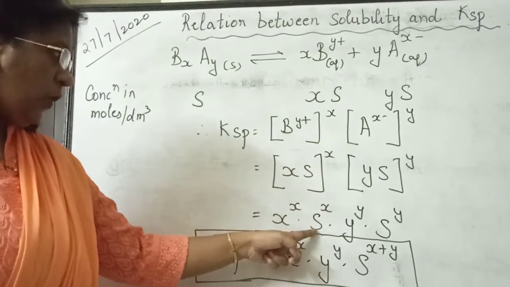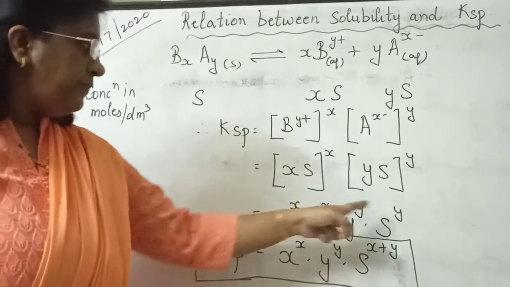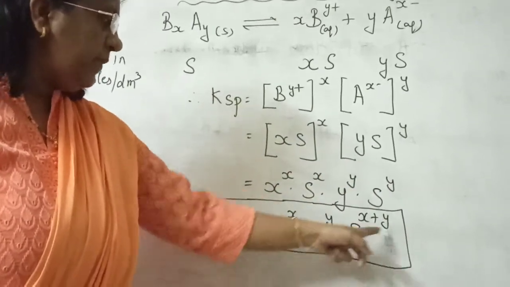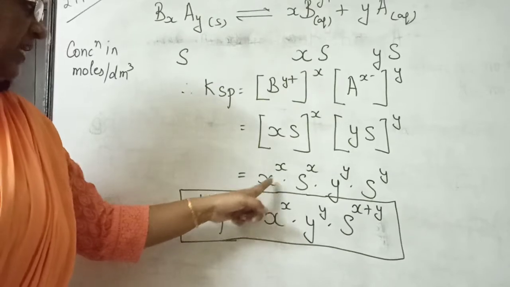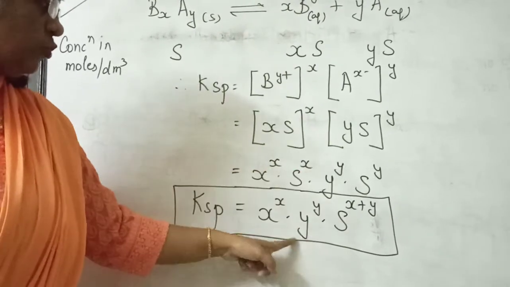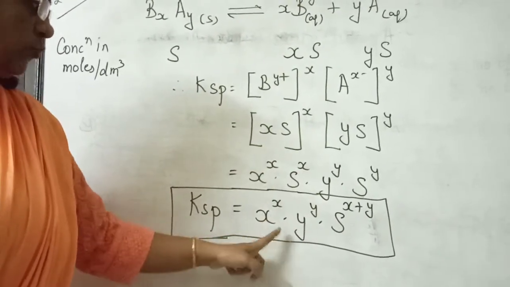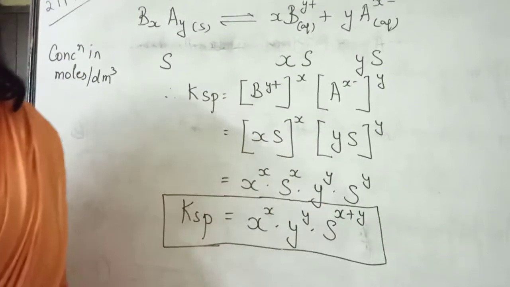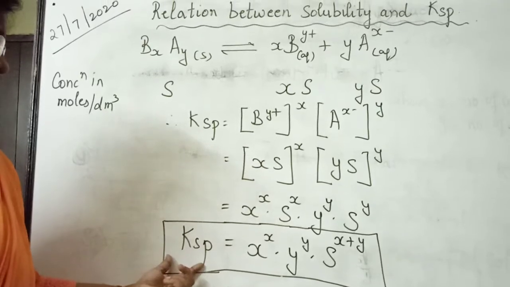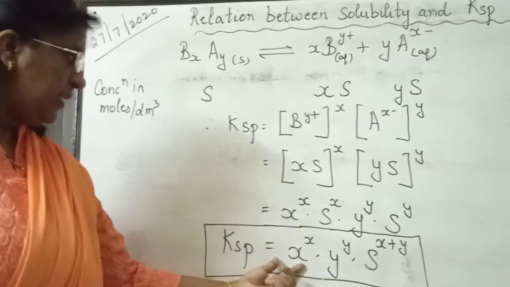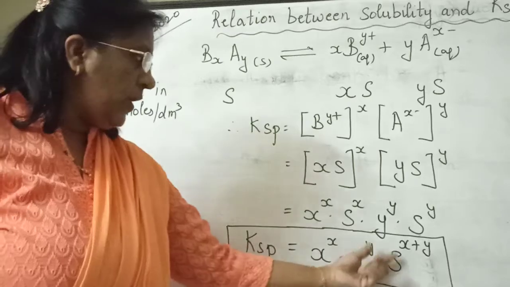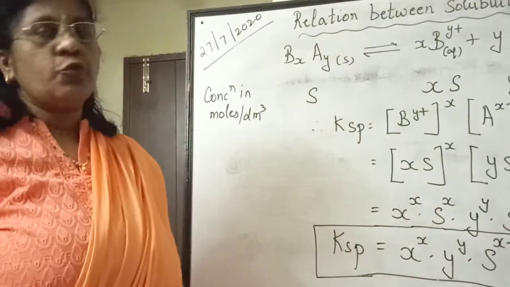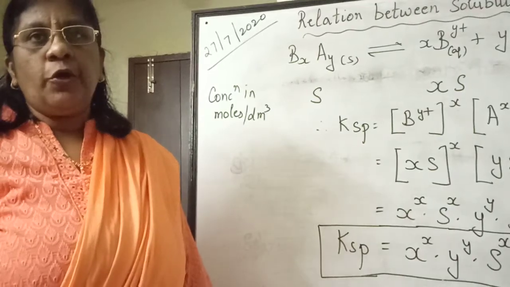The indices for S are different, but the base is the same, so we can add them and take it aside, whereas x^x into y^y are different. So x^x into y^y into S^(x+y). So finally Ksp is equal to x^x into y^y into S^(x+y), and that is called the relation between solubility and solubility product.